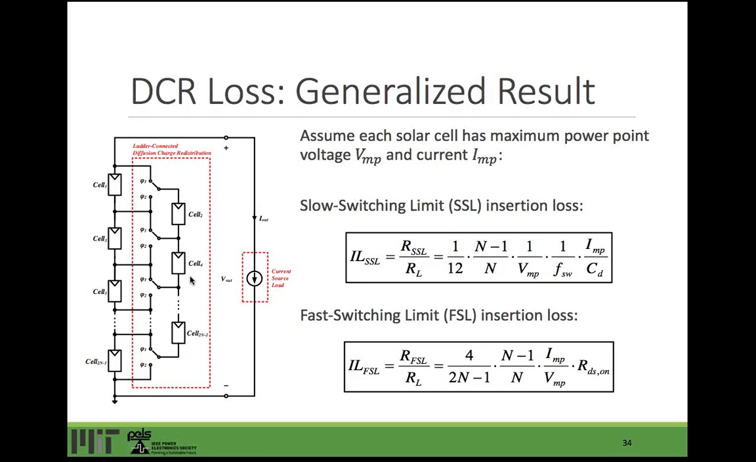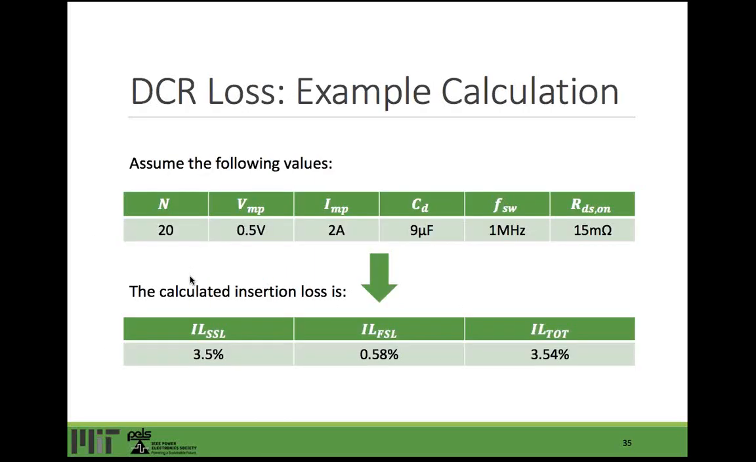And to give some perspective with actual numbers, let's do an example calculation. So let's assume N of 20, so we have about 40 cells total. The maximum power point voltage of 0.5 volts and a maximum power point current of 2 amps. The diffusion capacitance for the monocrystalline solar cell we had characterized in this case would give about 9 microfarads. And if we were to switch our switches at 1 megahertz with an RDS on of 15 milliohm, we would have a SSL insertion loss of about 3.5% and an FSL insertion loss of about 0.6%. And combining these two loss mechanisms using the root of their quadratic sums, the total insertion loss can be calculated to be about 3.54%, which is very manageable and relatively small for a system with absolutely no external energy storage.